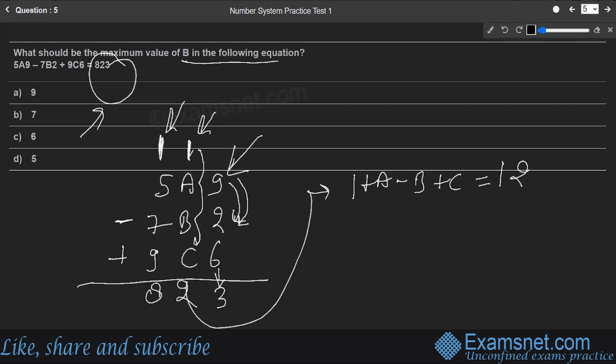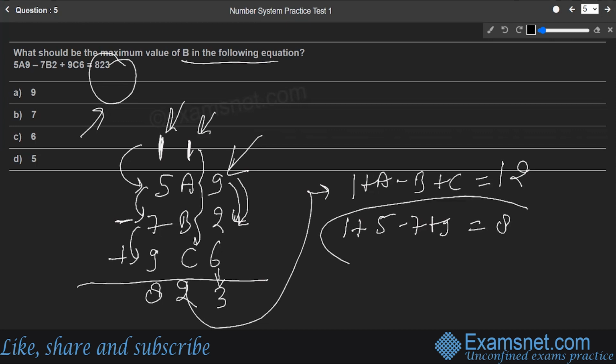Now what is happening in the hundreds place? 1 plus 5 is 6, minus 7, plus 1, plus 9. It's going to be 8. So it is 1 plus 5 minus 7 plus 9, which is 8. So it is completely verifying it.